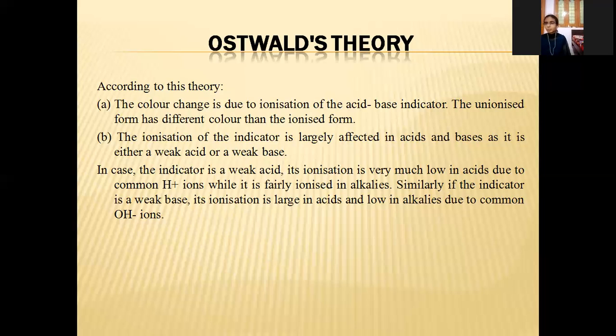I will explain it again. The Ostwald theory is mainly dependent upon the color change. The unionized form has one color and the ionized form has another color. This indicator plays an important role in the titration process. It may be either a weak acid or a weak base that we take as the indicator.